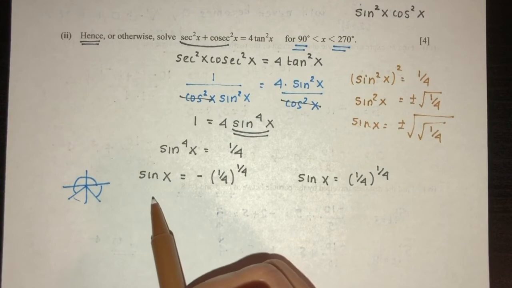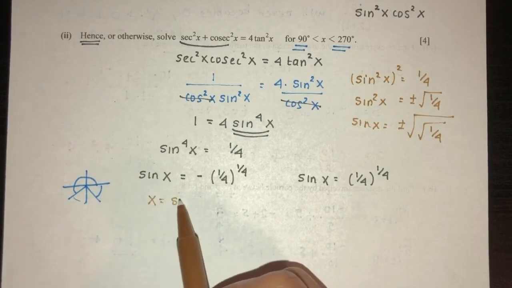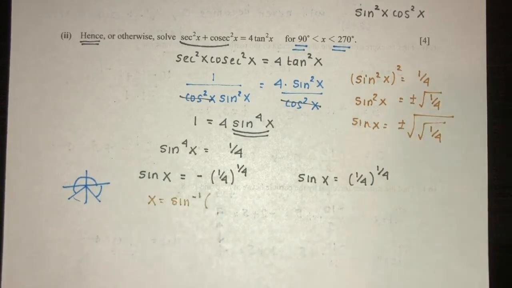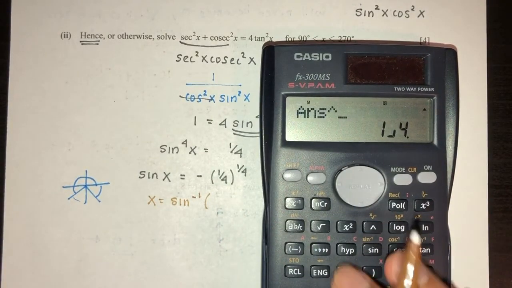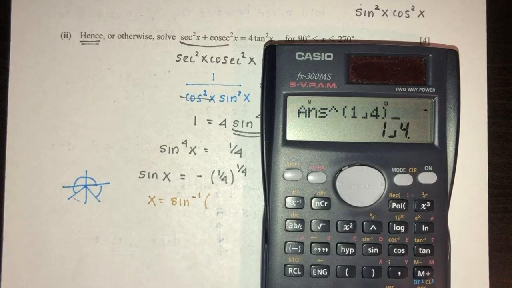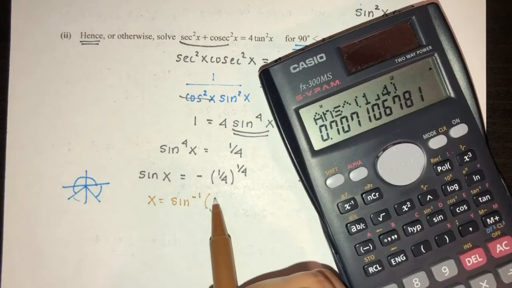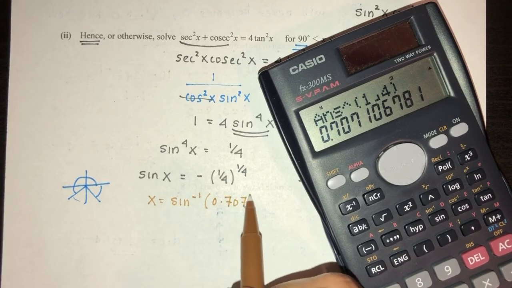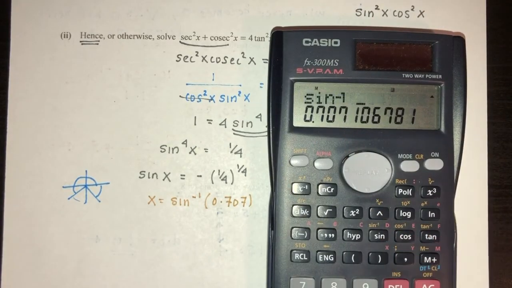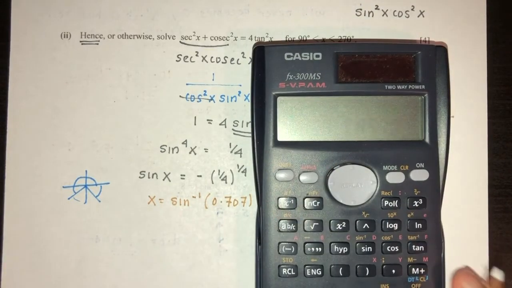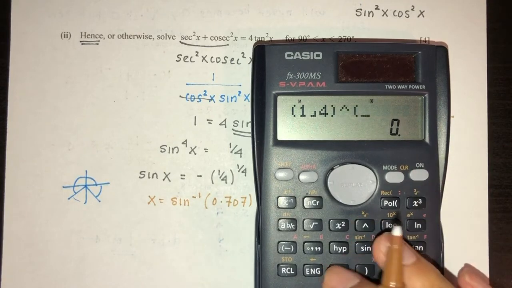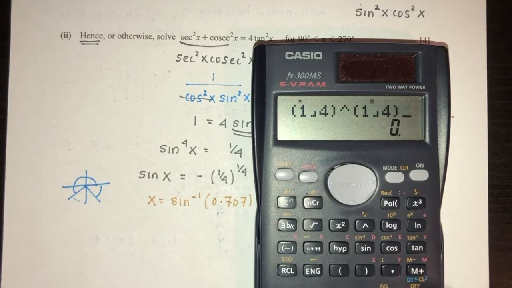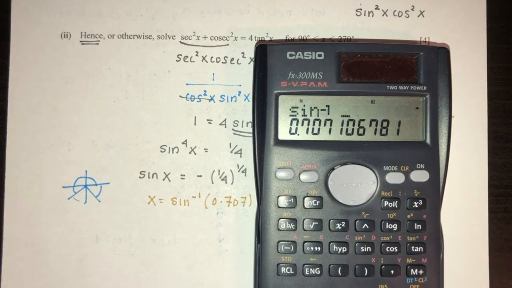So let's find that. First, x will be sine inverse. Let's use the positive value, so 1 over 4 power 1 over 4. That will be 0.707. So sine inverse of that should give you something. We have to use degrees. So let's do that: 1 over 4 power 1 over 4. Sine inverse should give you something exact.